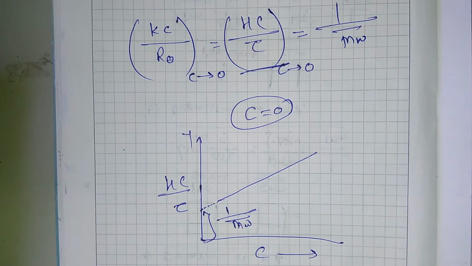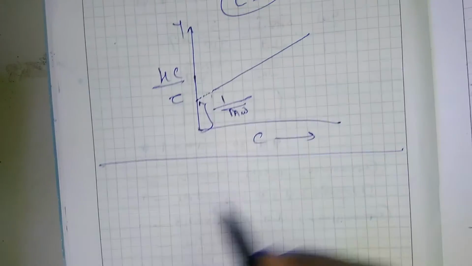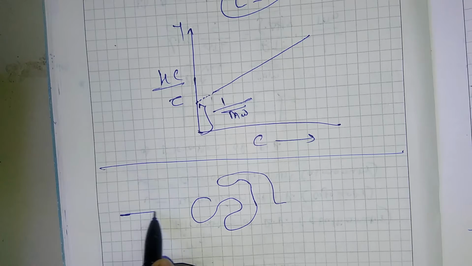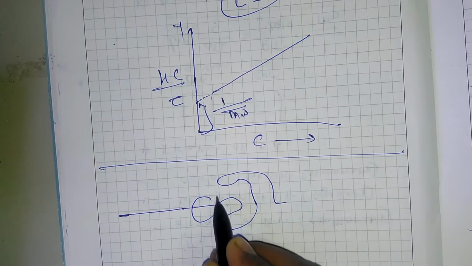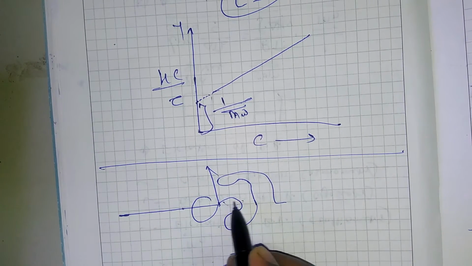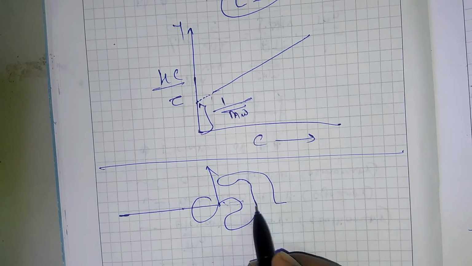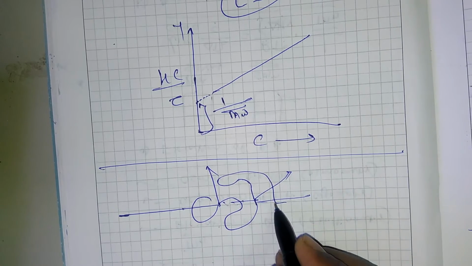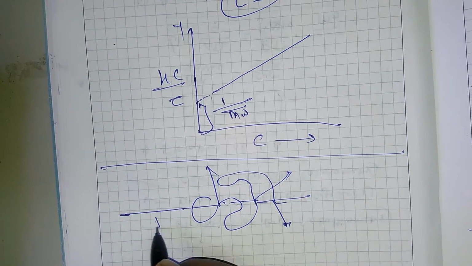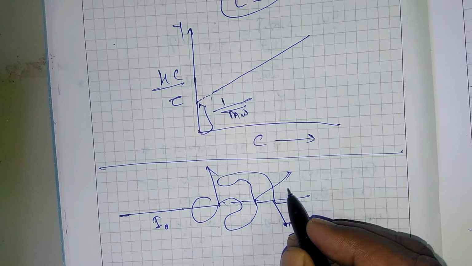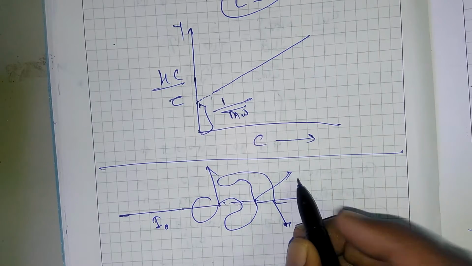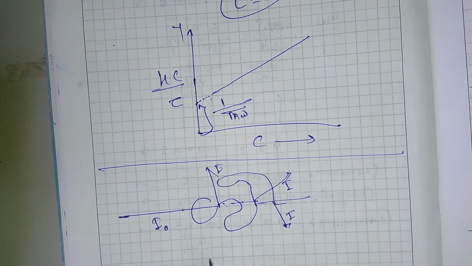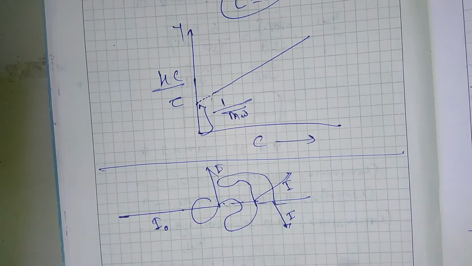But the problem is that our polymer is a coil in nature, like this. So incident light will fall here and get reflected in this way, or it will fall on this and reflect in this way. So there are a number of points for the reflection of the light, so we have to apply another equation.